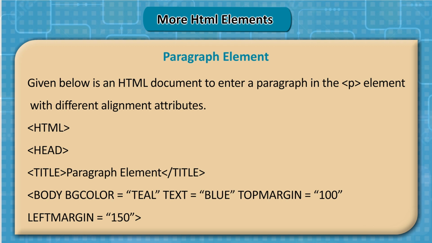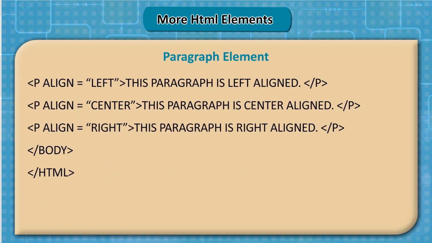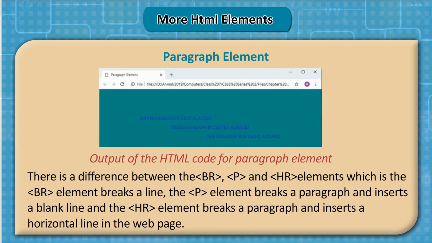HTML. Head. Title paragraph element /title. Body bgcolor teal, text blue, top margin 100, left margin equals 150. P align left. This paragraph is left aligned. /P. P align center. This paragraph is center aligned. /P. P align right. This paragraph is right aligned. /P. /Body. /HTML. Output of the HTML code for paragraph element.